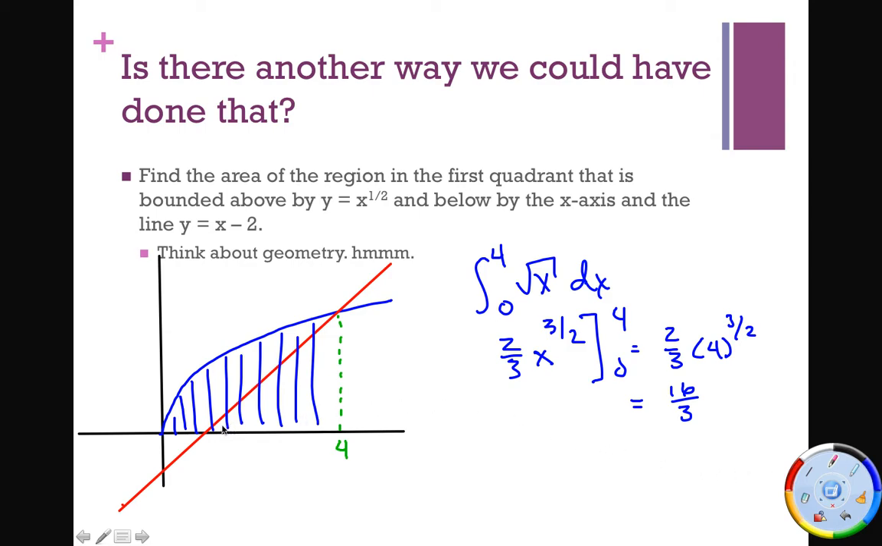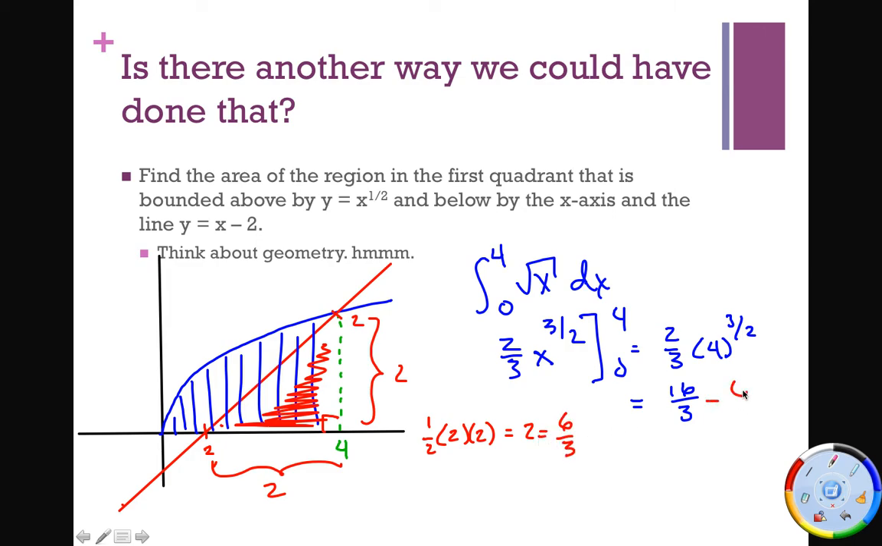The geometry says, oh, we could actually just take away this nice, lovely right triangle. If we knew the area of this right triangle, we could just take it away. Well, it's nice that we actually know that this intersection point is 2 and that the height is also 2, which means this is a 2 by 2 isosceles triangle. 2 times 2 is 4. So if we looked at this area as half times base times height, I get 2. Well, 2 is the same thing as 6 over 3. And if I'm subtracting that 6 over 3, I get 10 thirds.